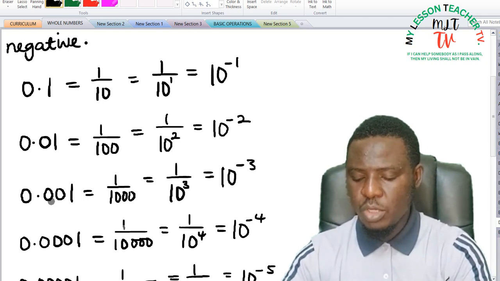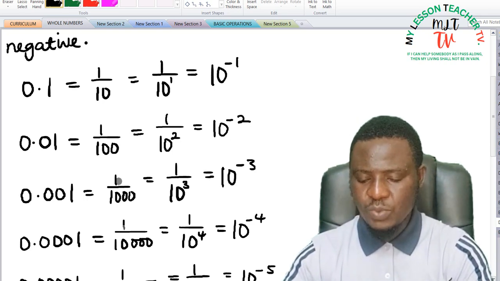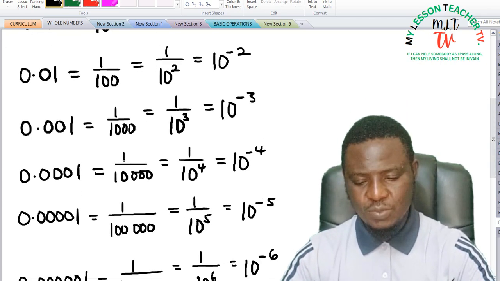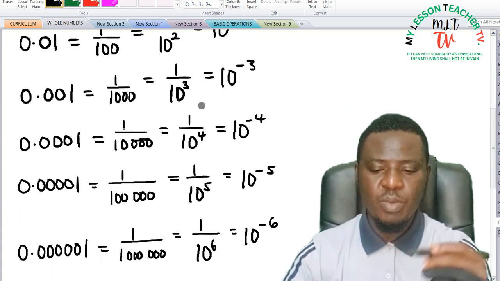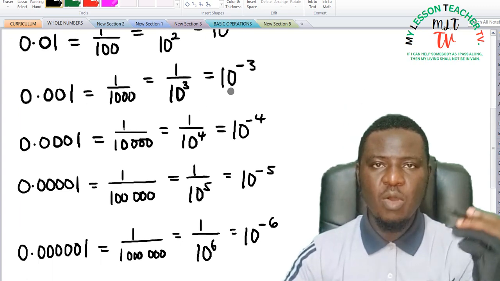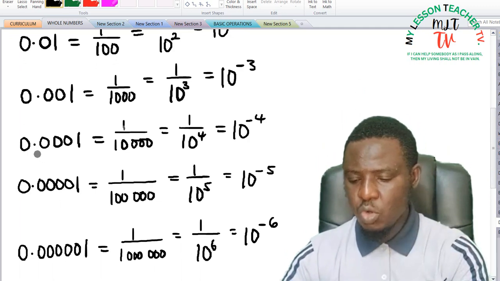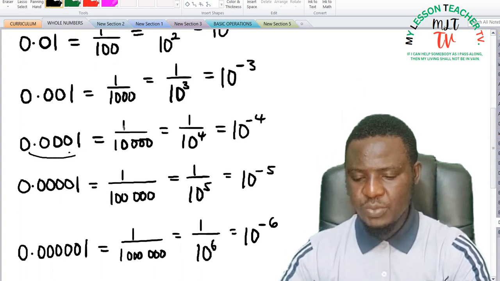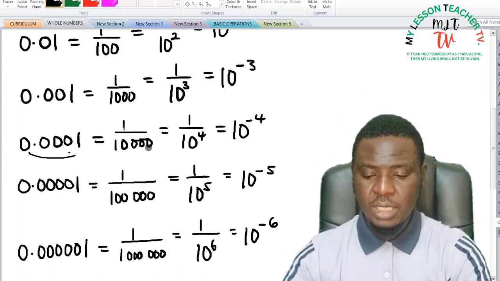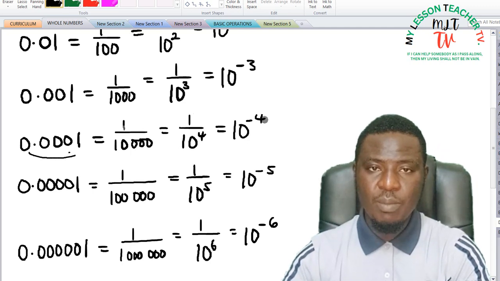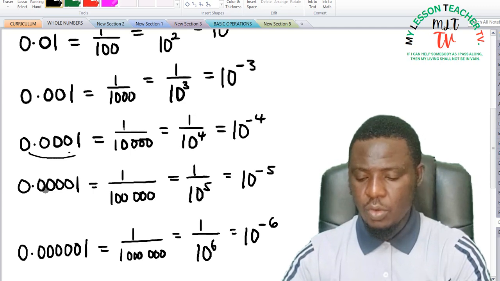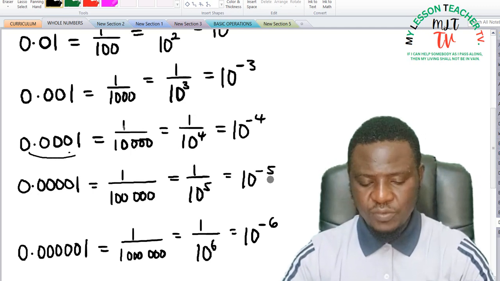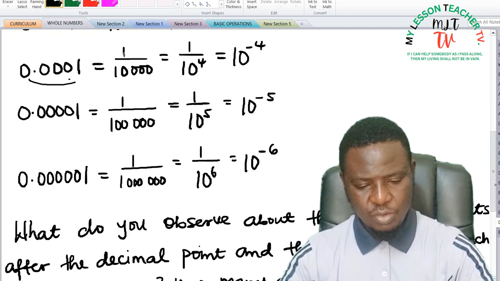And so on, we have 0.001 expressed as 1 over 1000, and 1 divided by 1000 is expressed as 1 over 10 raised to the power of 3, which is equal to 10 raised to the power of minus 3. Same thing goes with the next number. 0.0001 can be expressed as 1 over 10,000, and 10,000 can be expressed as 10 raised to the power of 4, which is equal to 10 raised to the power of minus 4. We have 10 raised to the power of minus 5 and 10 raised to the power of minus 6.